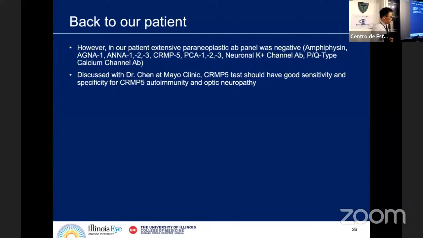So going back to our patient again, we sent off a paraneoplastic panel looking at CRMP5 as well as a whole host of other paraneoplastic antibodies that have been described, not just for optic neuritis, but for other systemic manifestations of paraneoplastic disease. And these all came back negative. So then our question was, how sensitive and specific is this test? And it's a send-out test in Mayo Clinic. So we discussed with the neuro-ophthalmologist there, Dr. John Chen, and he told us it should have a pretty good sensitivity and specificity for CRMP5 autoimmunity.